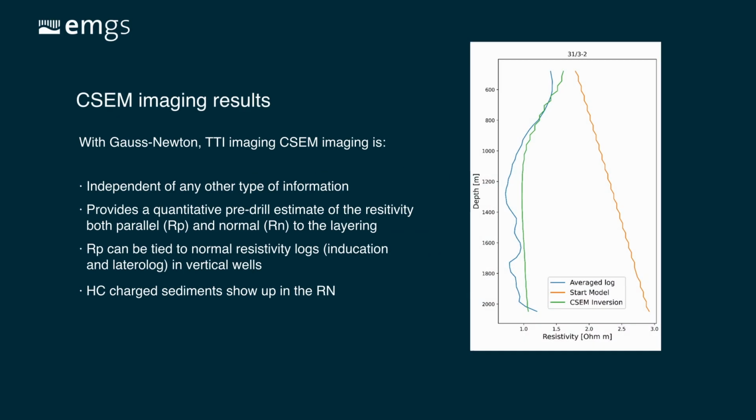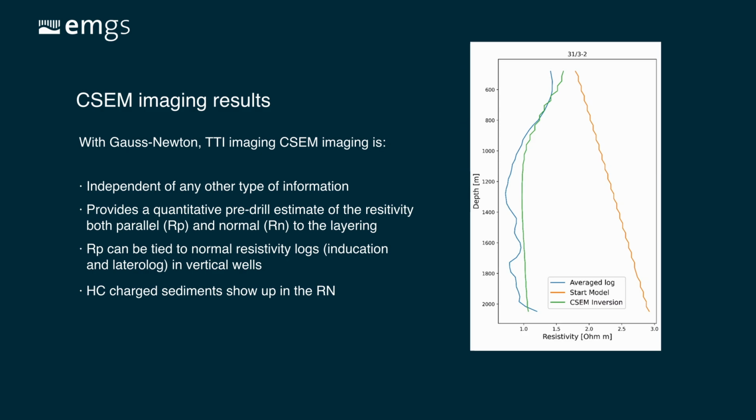As for the imaging, CSEM imaging is always done through inversion, and the current state of the art is Gauss-Newton inversion with a TTI physics approximation. So that means we're reconstructing the resistivity parallel and normal to the sediment, as well as the dip and azimuth angles of the resistivity tensor.